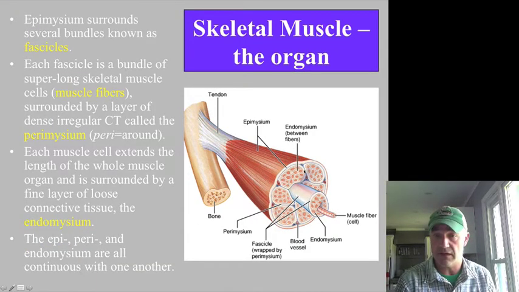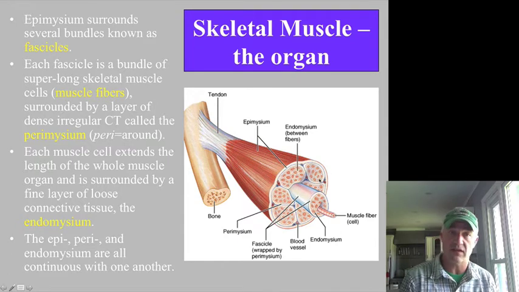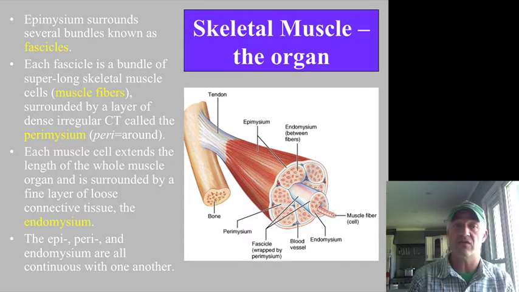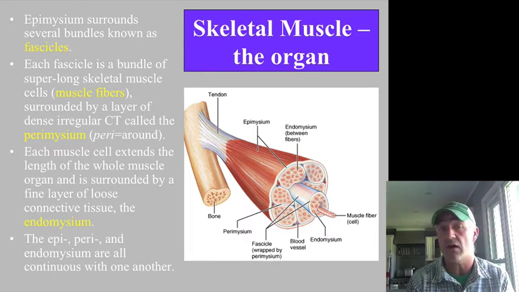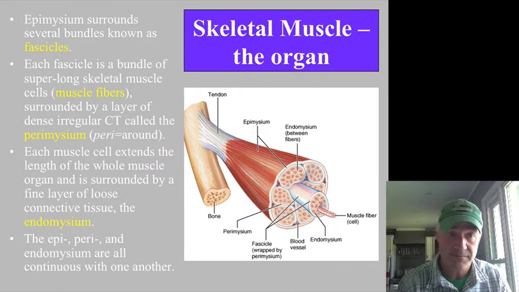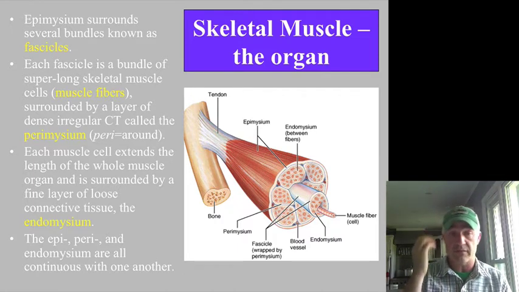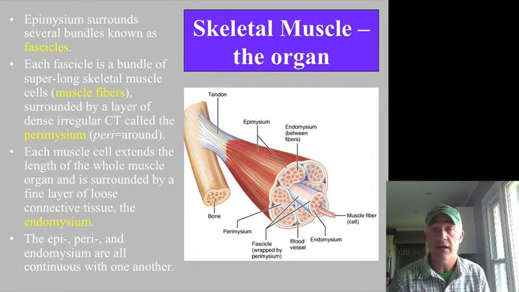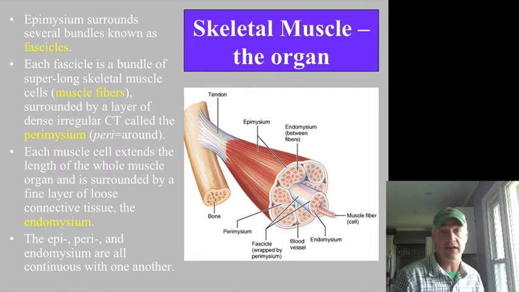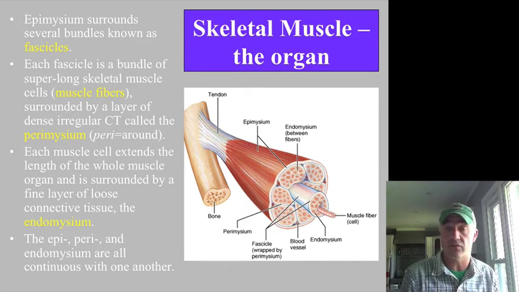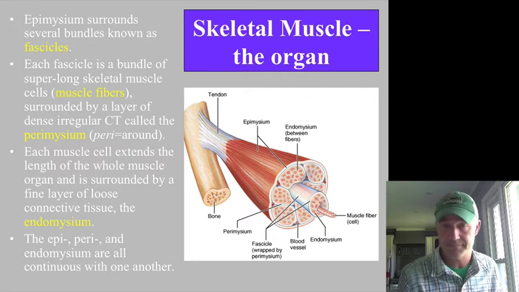Then within the muscle, we have these little bundles of muscle together, which a lot of times you might see on a steak or a pork chop. These are called fascicles. Each fascicle has a much thinner layer of dense irregular connective tissue surrounding it called the perimysium. Then we have areolar connective tissue surrounding each muscle cell or fiber, which is called the endomysium. These are all continuous with one another and transition into the dense regular connective tissue of the tendon, which, when the muscle shortens, will pull on the bones and bring about movement.